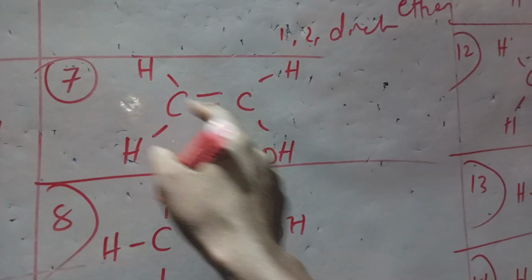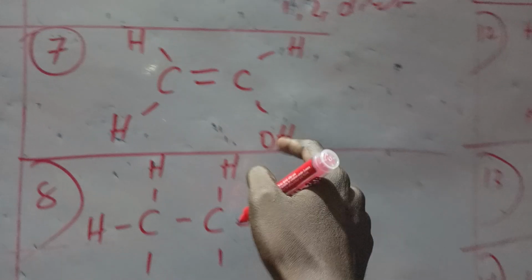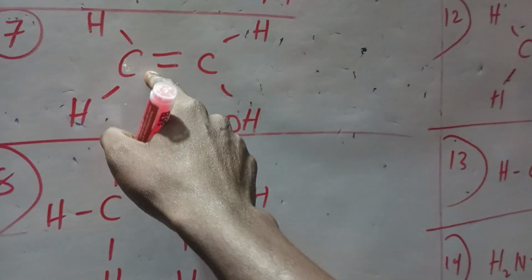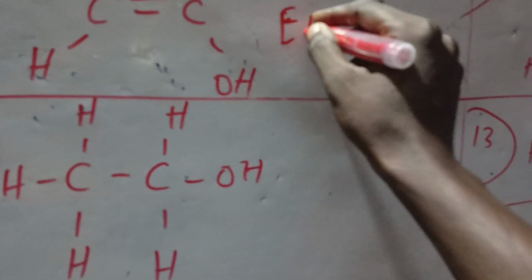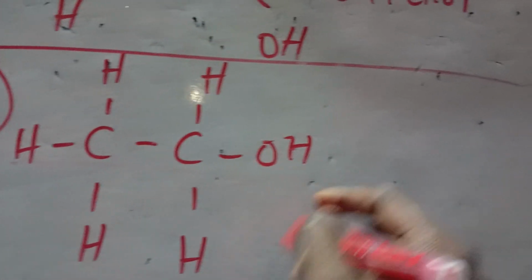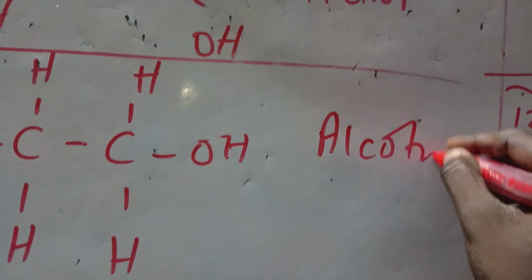Now number 7. You can see again double bond. I have OH, alkanol. I get now ethene under alcohol. This is not ethane. Ethane under alcohol gives you ethanol. So this is ethanol. Number 8 now. This is what we refer to as primary alcohol or alcohol basically.